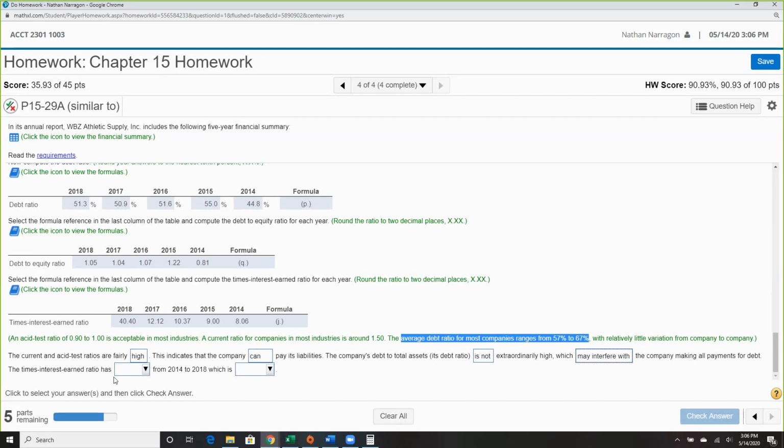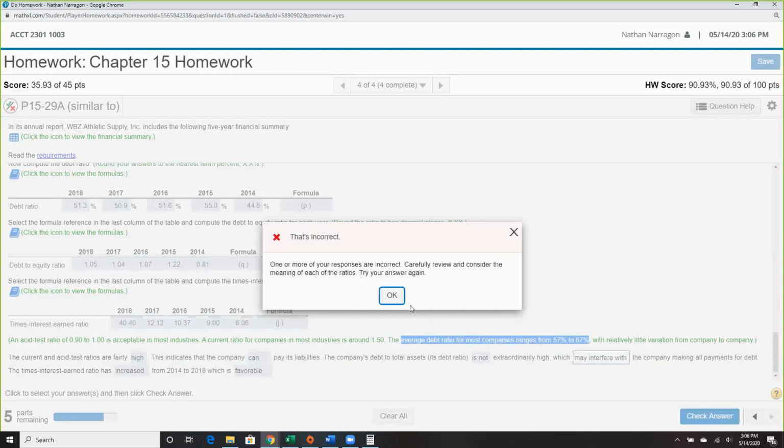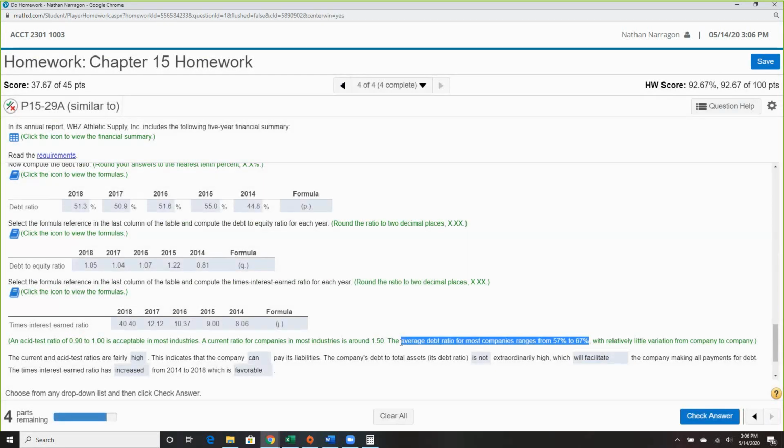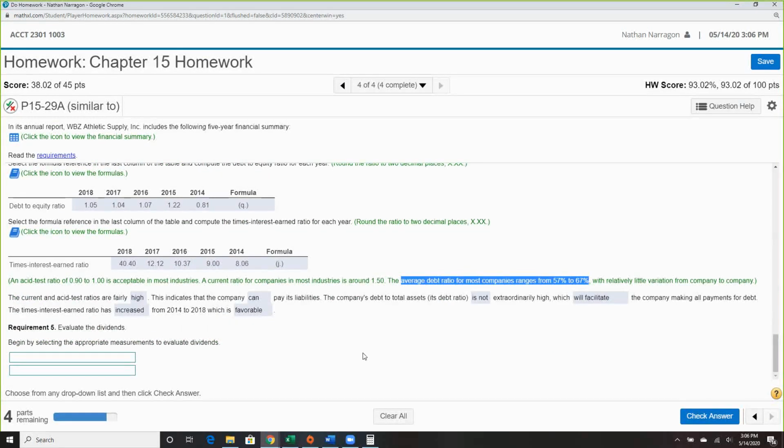Times interest earned ratio has, from 2014 to 2018, it has increased, which, now this is favorable. I want to say favorable. Again, it's an increase. So it will facilitate the company making all debt payments. Okay. Go with it. Either way, that's colon, drop down. I had two choices. Alright.